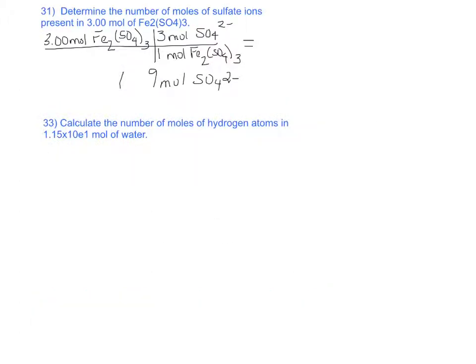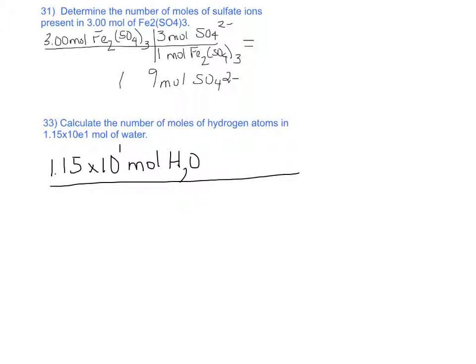All right, problem 33. Calculate the number of moles of hydrogen atoms in 1.15 times 10 to the first moles of water. Again, I'm having a little trouble using Explain Everything for scientific notation too, but you can figure it out. So we have 1.15 times 10 to the first moles of water, or you could make that 11.5 moles of water, whichever you prefer.